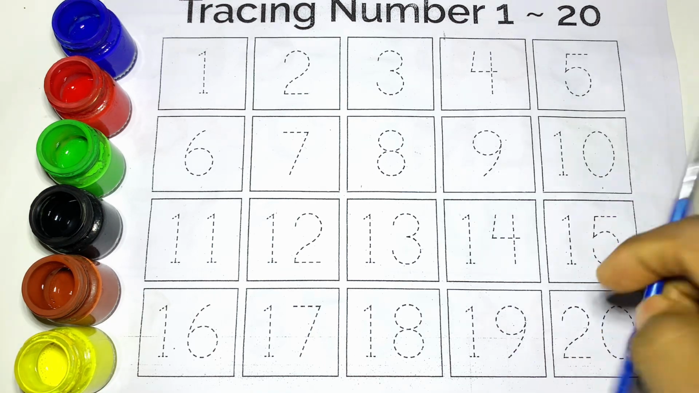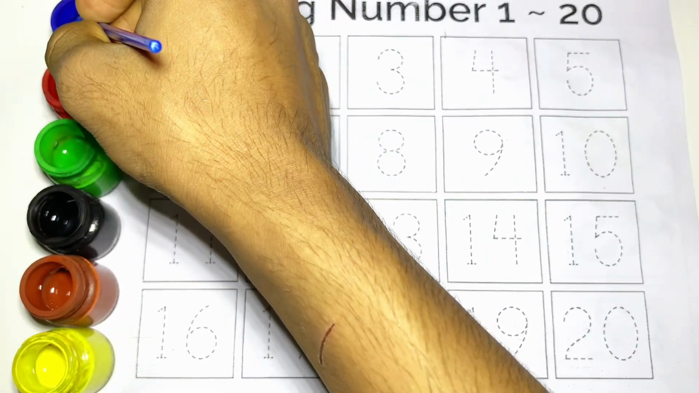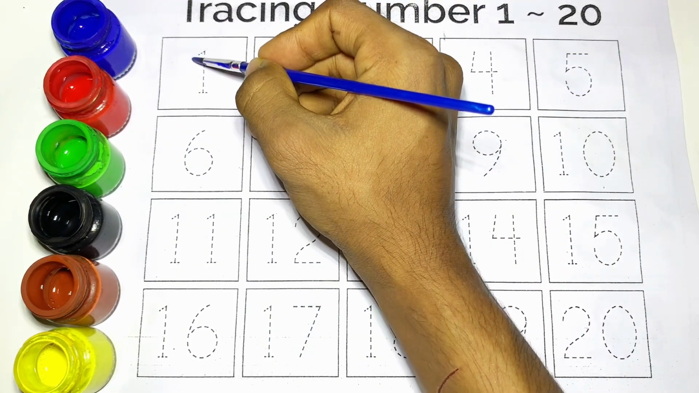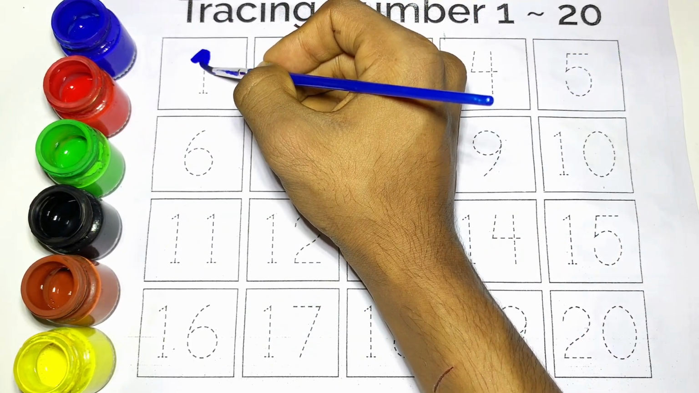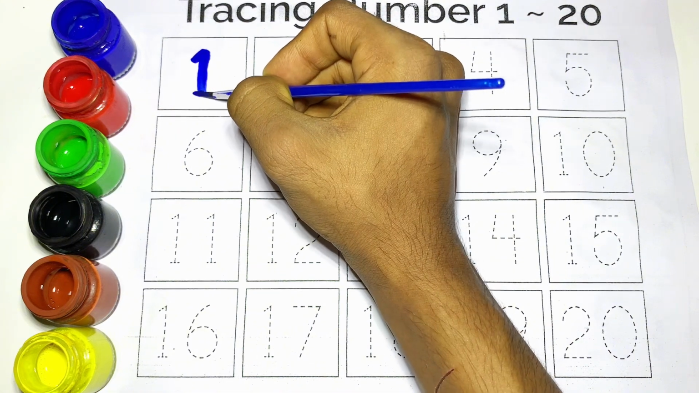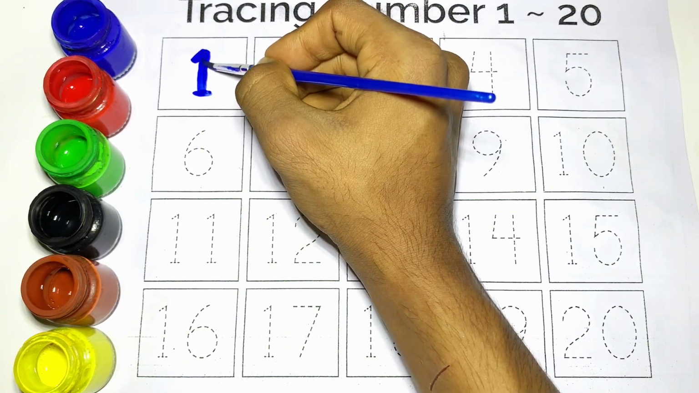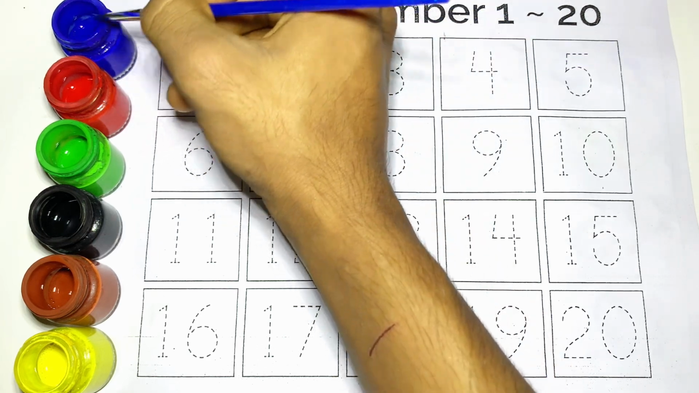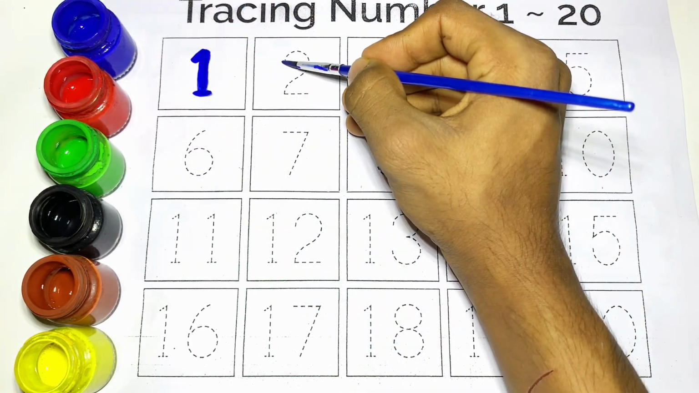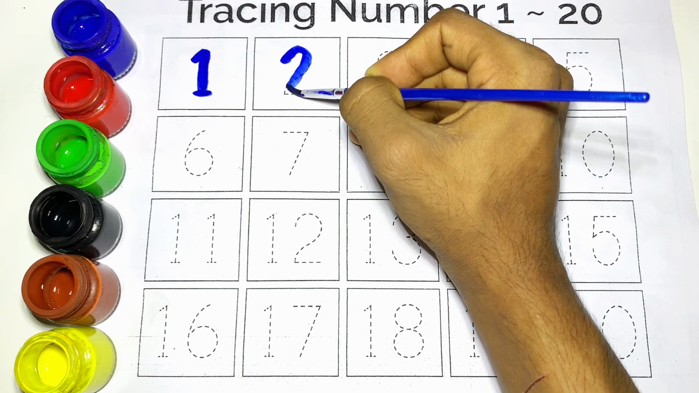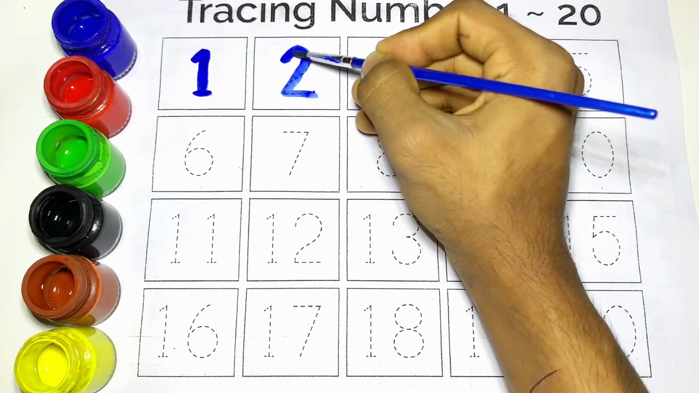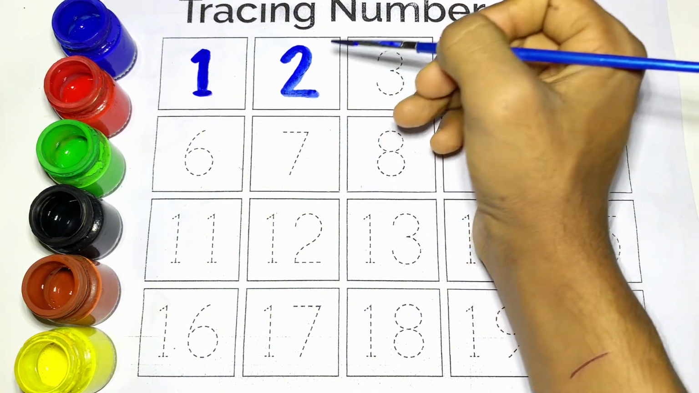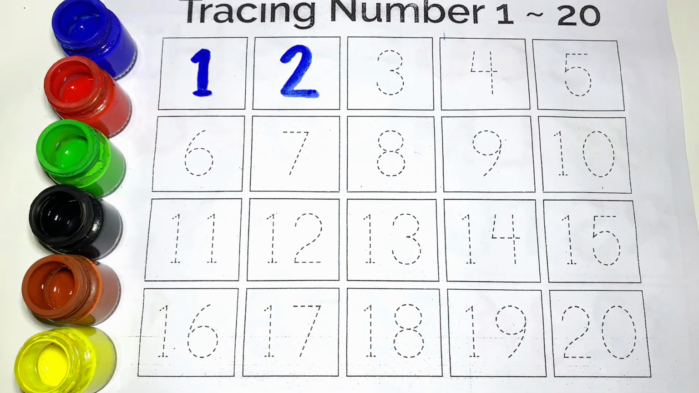Kids, now coloring numbers. Kids, first you draw 1. The number 1, and use blue color. O-N-E, 1. Kids, again use blue color and draw 2. T-W-O, 2.